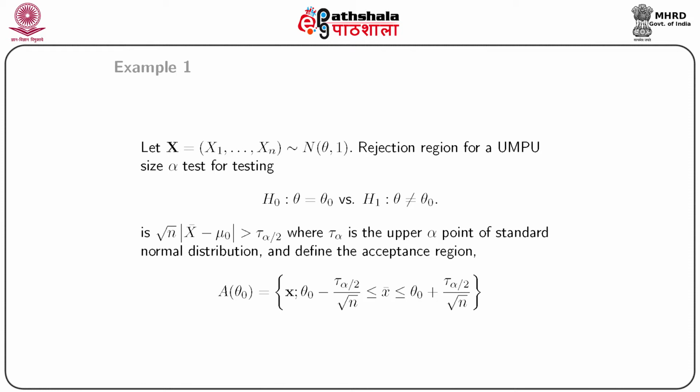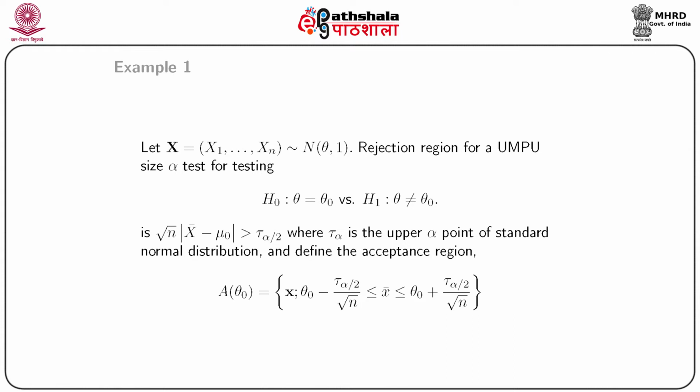Example 1. Let X1, X2, ..., Xn be a random sample of size n from a normal distribution with mean theta and variance 1. The rejection region for a UMPU size alpha test for testing H0: theta equals theta naught versus H1: theta not equal to theta naught is given by modulus of root n into (x bar minus theta naught) greater than tau alpha by 2, where tau alpha is the upper 100 alpha percent point of the standard normal distribution.